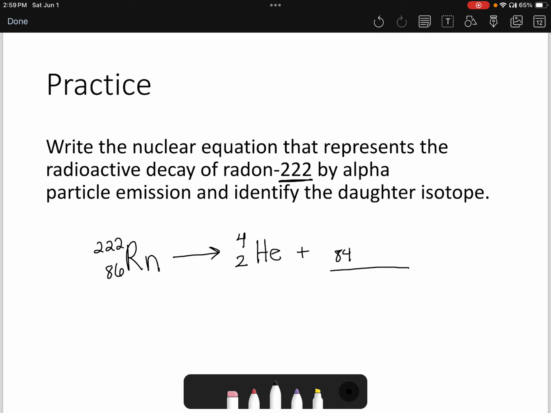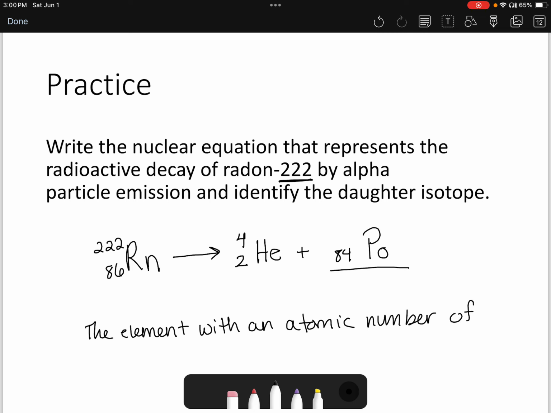So you can pause the video if you want to look at your periodic table and find number 84. So it should be polonium. So let's just write that down. The element with an atomic number of 84 is polonium, Po.